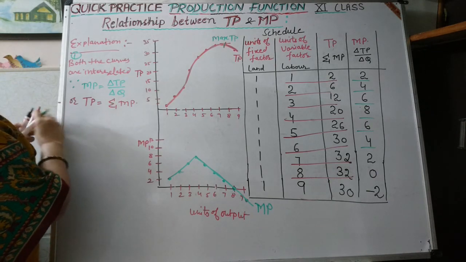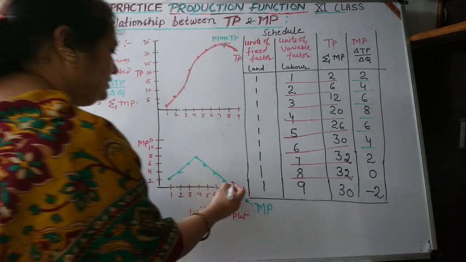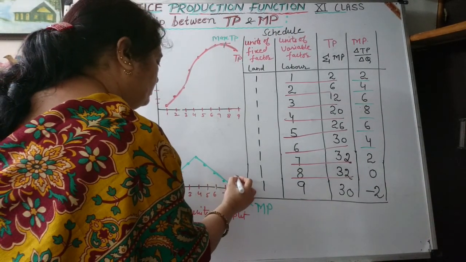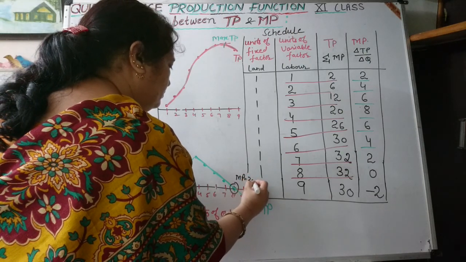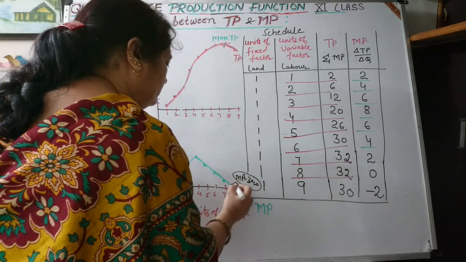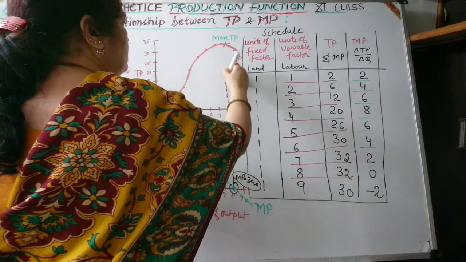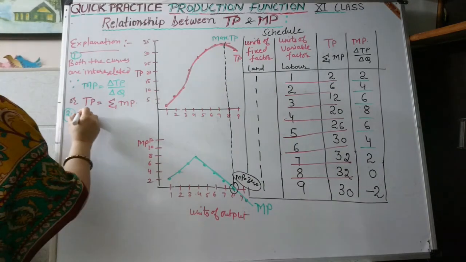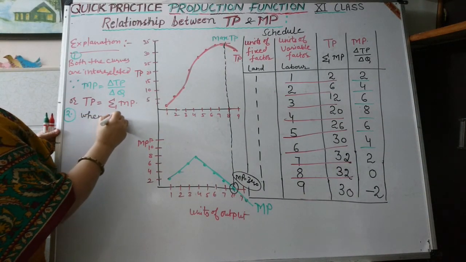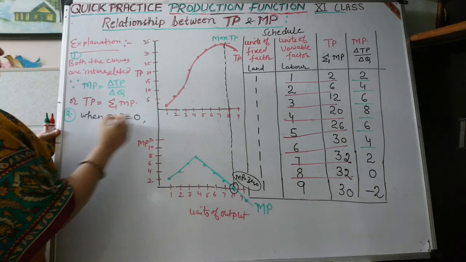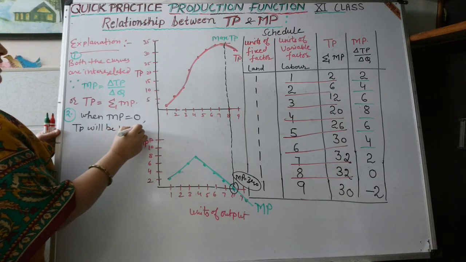Second point, where marginal production is 0, MP is equal to 0, TP will be maximum.